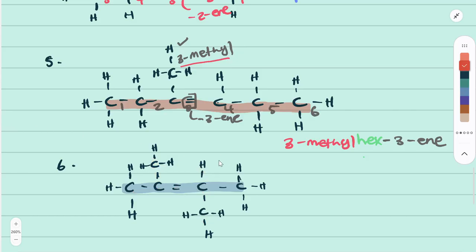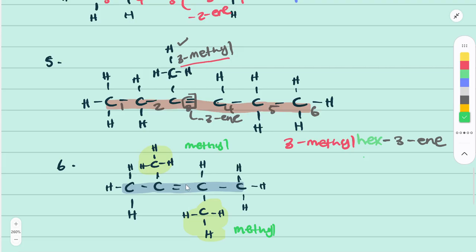So now we can take this straight chain. But in the straight chain now, we have visitors. So we have this guy as a visitor. We have this guy as a visitor. So now, what are the names of those visitors? So this guy, the name of this visitor over here is what? Is a methyl. So we have a methyl, and then here we also have a methyl.